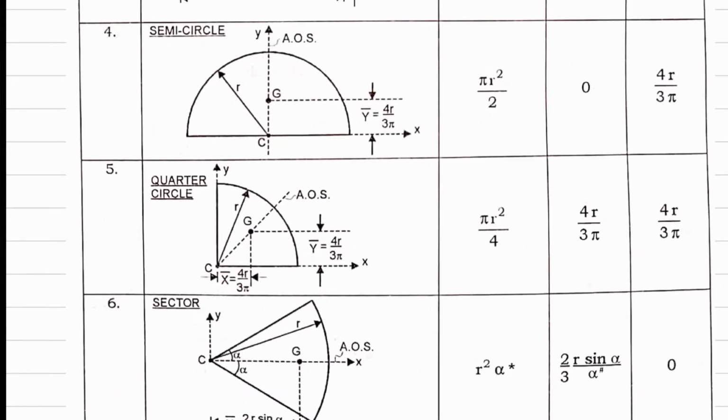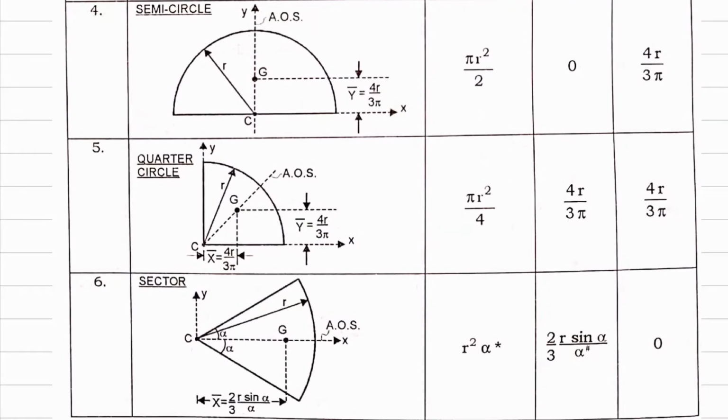Then for a quarter circle, if this is point O and we have x axis, y axis like this, then this is the axis of symmetry. It is at an angle of 45 degrees. We had seen one more point yesterday: if the axis of symmetry is at 45 degrees with respect to horizontal or vertical, then the centroid will lie on that axis of symmetry, so x bar equals y bar. So x bar will be 4r upon 3 pi and y bar is also 4r upon 3 pi.